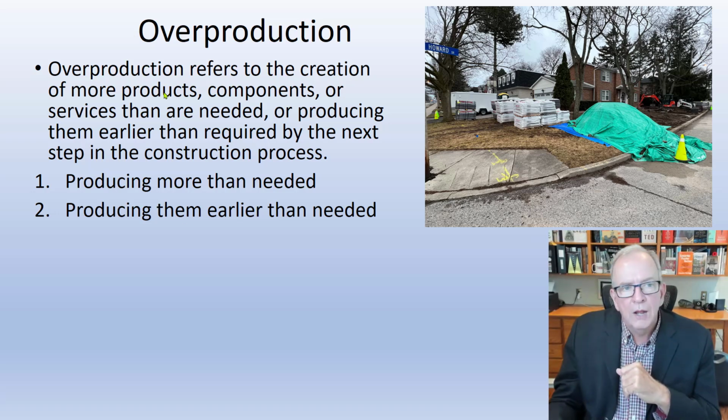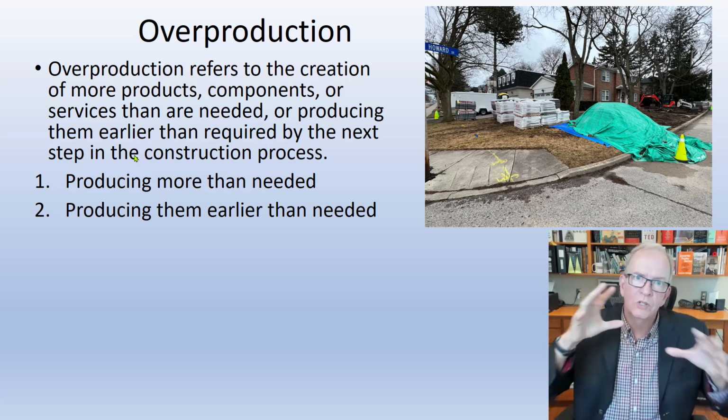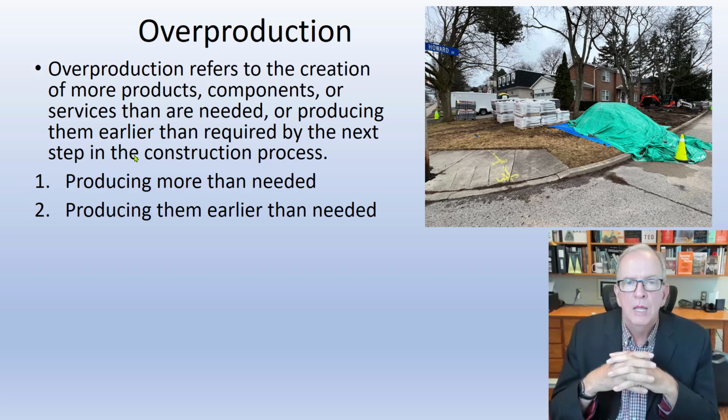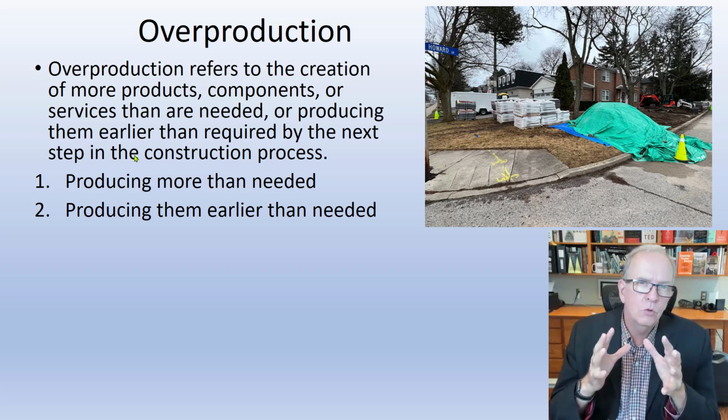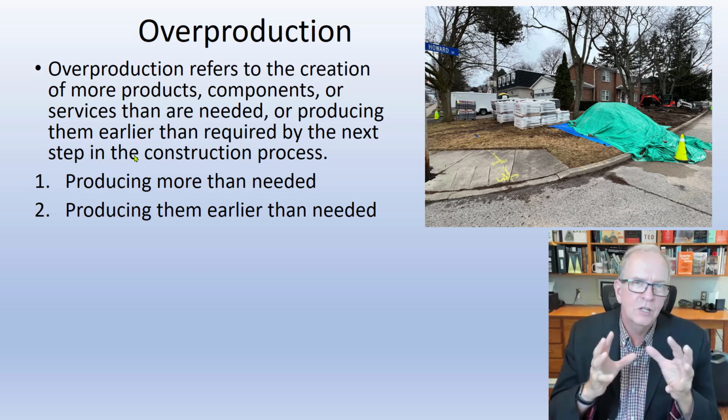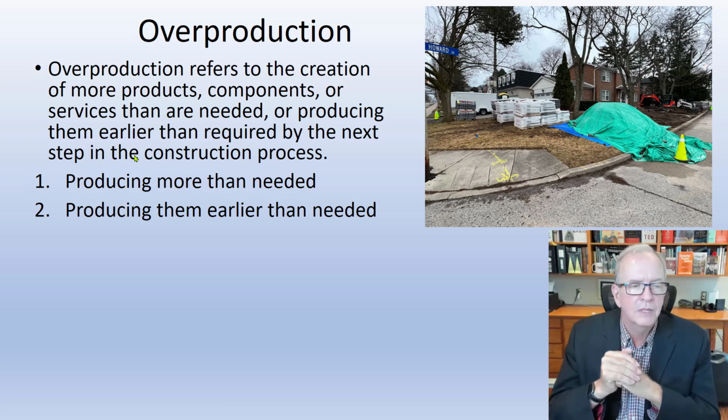So if we want to look at it, overproduction refers to the creation of more products, components, or services than are needed. So you're producing more, you're ordering more, you're getting it delivered before you need it. These are all parts of overproduction, producing them earlier than required by the next step in the construction process. And this ties to a whole bunch of coordination things we have to think about in construction. And it ties to a concept known as just in time, but I'll elaborate on that for the construction industry a little bit as we go deeper into this.